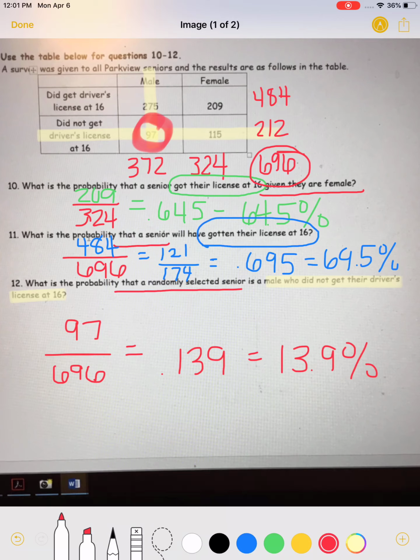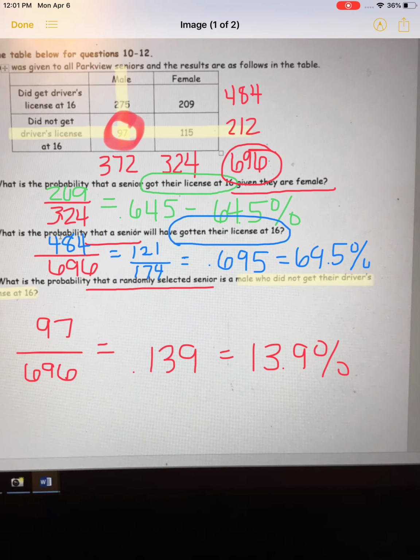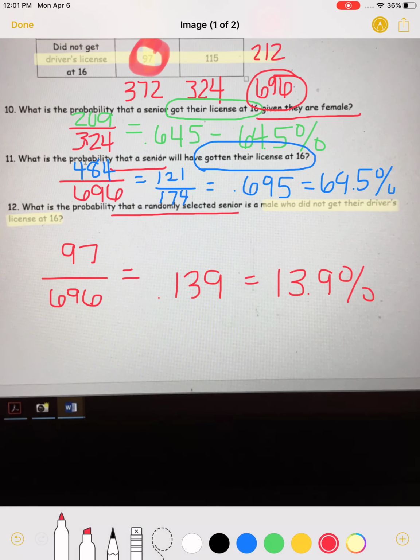Okay, we are so close. We are almost done. Hang in there. We have a couple left. If I can get to it.